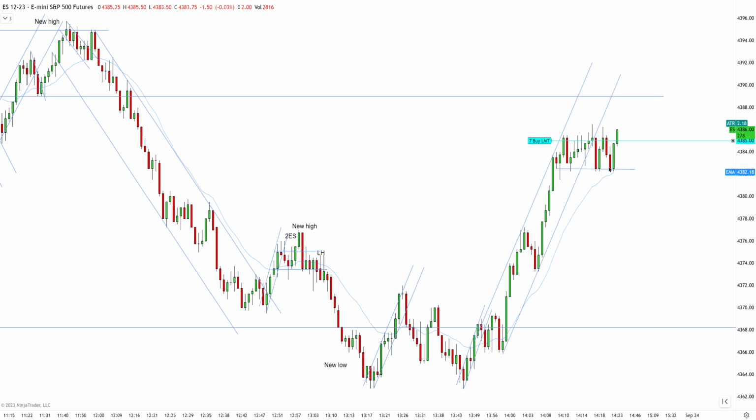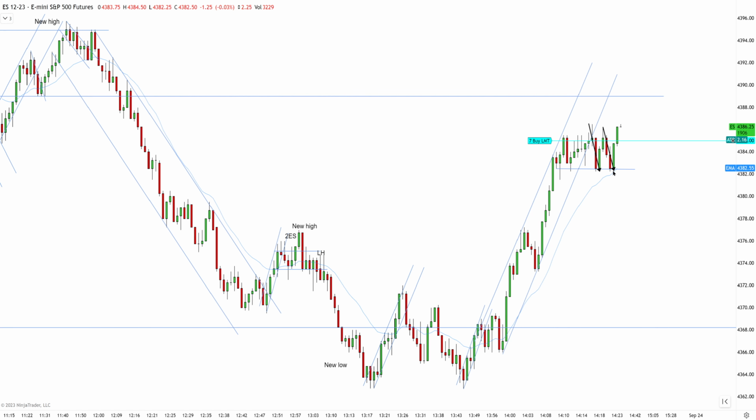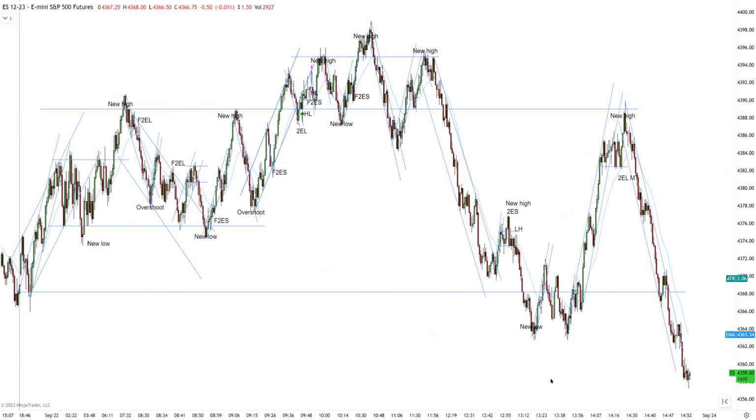Right now we have a correction phase in the form of a clean two-legged pullback to the key entry point, to the EMA. This is exactly where I want to go long, and combined with the support, come on, I'm just hoping we'll pull back and market continues working higher, so I have to cancel the order. I'm gonna wrap it up with my one single trade.